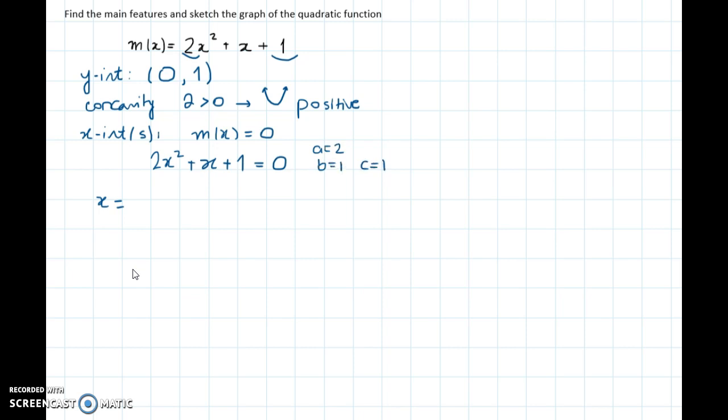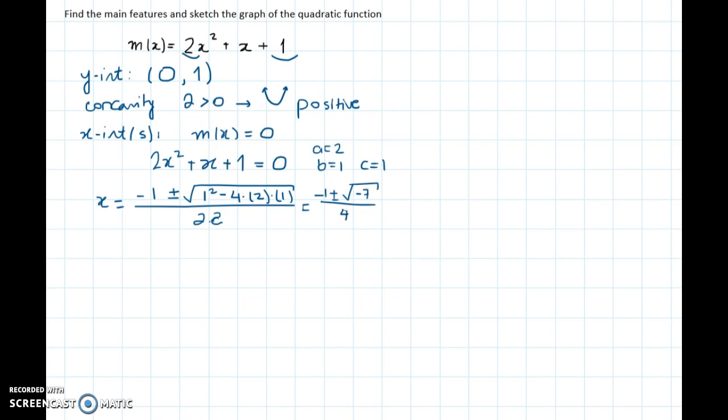Applying the formula, we get minus b, so minus 1, plus or minus the square root of the discriminant, so 1 squared minus 4 times 2 times 1, all divided by 2 times a, so 2 times 2. So we have minus 1 plus or minus, and inside the square root, 4 multiplied by 2 multiplied by 1, that's 8. So we have 1 minus 8, that's the square root of minus 7, divided by 4.